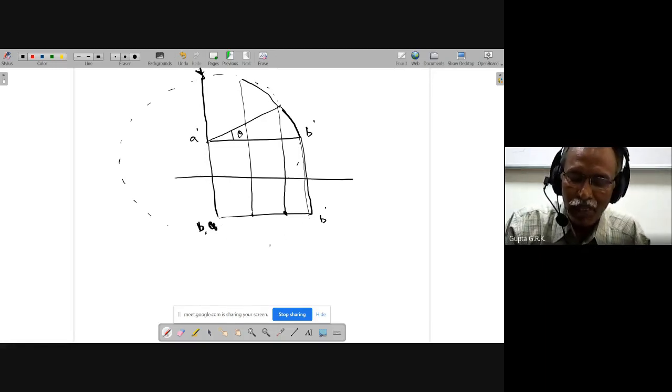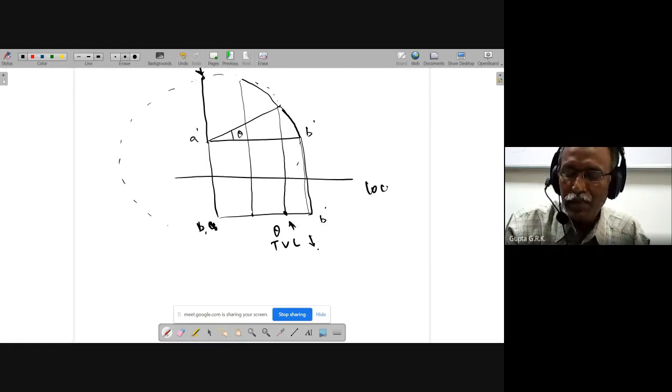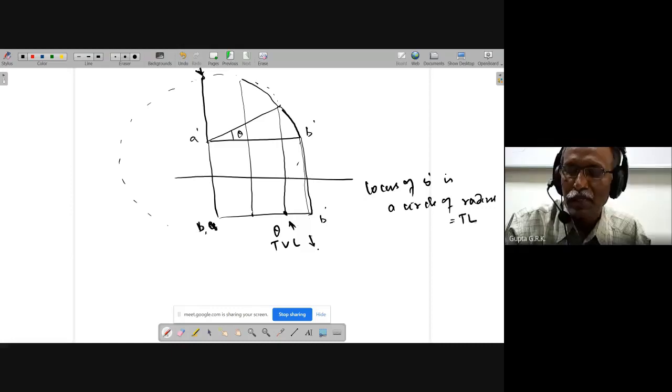So the top view length decreases as theta increases. The locus of B dash is a circle of radius equal to, tell me, the length of it. True length. And the locus of B is parallel to XY.